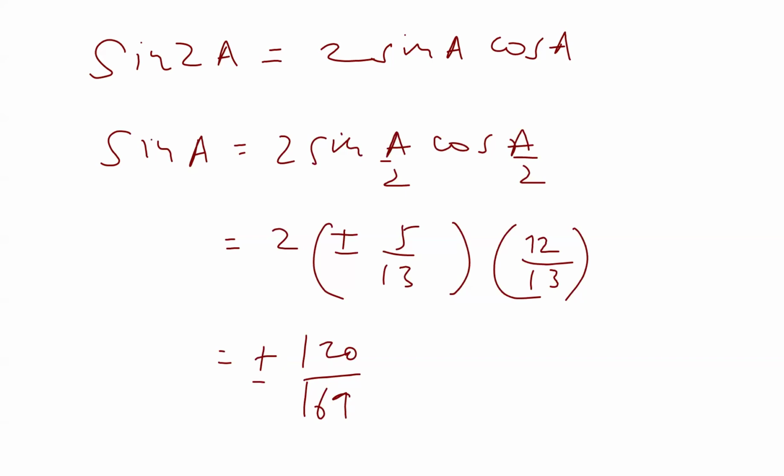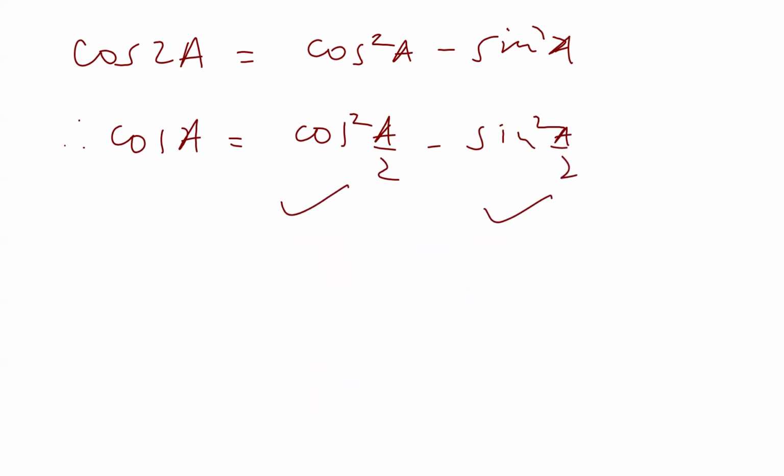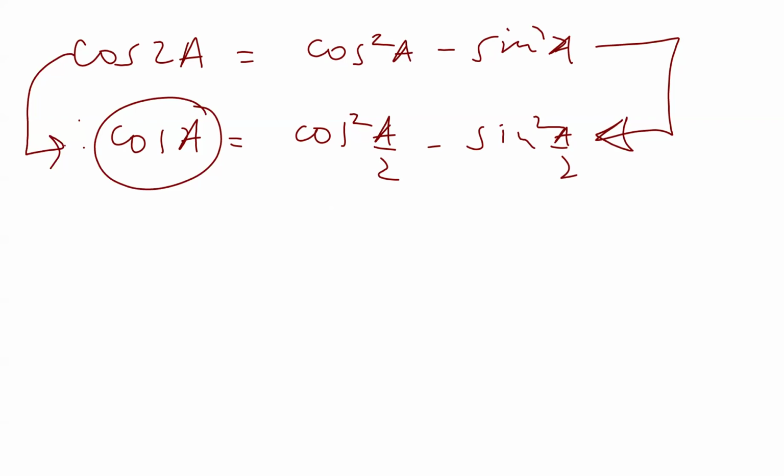But first we'll calculate the value of cos 2A. Write the formula for cos 2A. Cos 2A is equal to cos square A minus sin square A. Therefore, cos A is equal to cos square A by 2 minus sin square A by 2. See, we have these A by 2 values, we don't have this, and we have to calculate cos A. So we have to write the same formula in terms of A by 2.